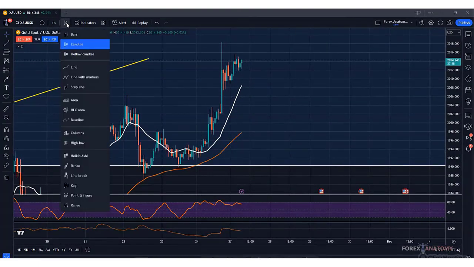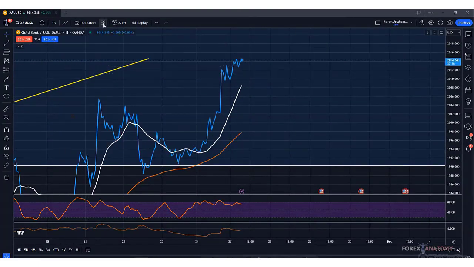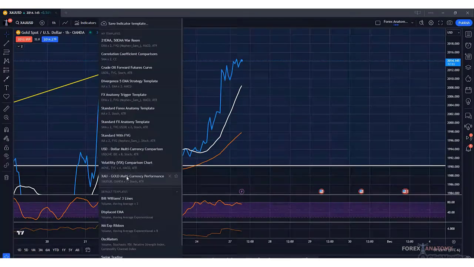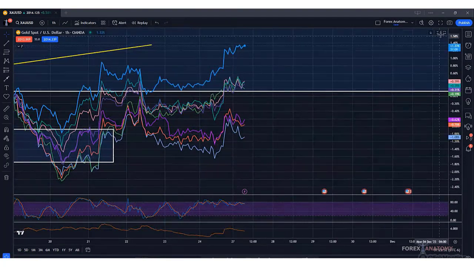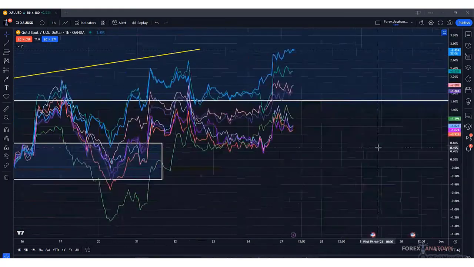This is the 1 hour. I want to go to the line chart, and I'm going to change the template to our gold multi-currency index right here. And then what I'm going to do is this.